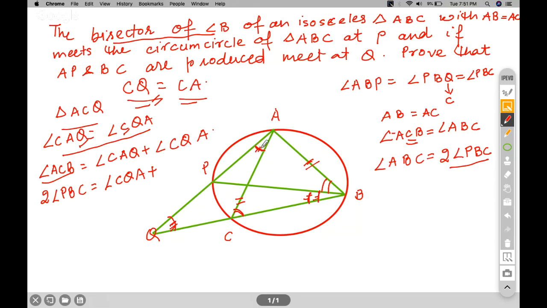Can I take help of this angle? Can this angle be written as some other angle? Tell me, guys. I'm giving you a hint: can angle CAQ be written as angle PBC?